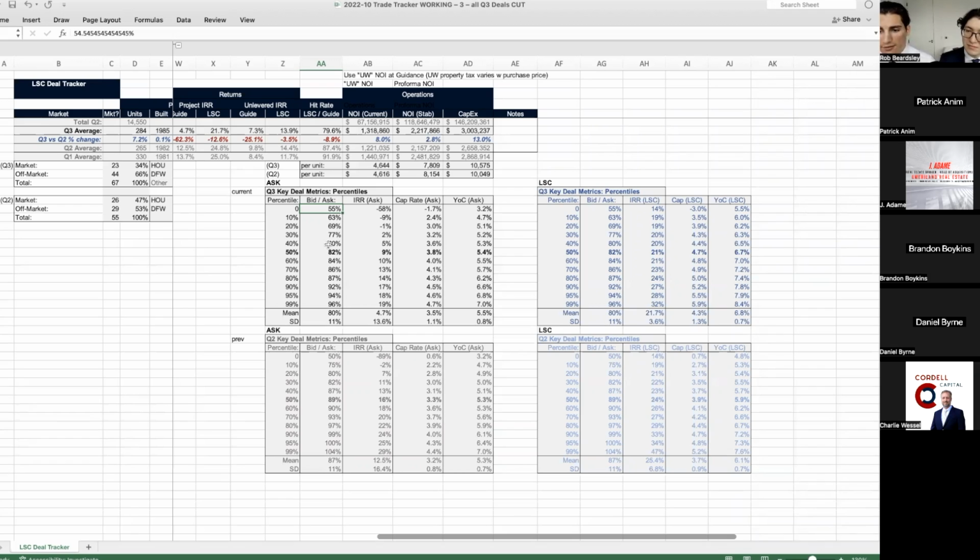If you look at the mean, it's cut in half. The mean deal is very bad, almost break even. So it really requires the top percentile of deals to find something attractive today. It's always hard to find deals, but it definitely is a bit harder right now.